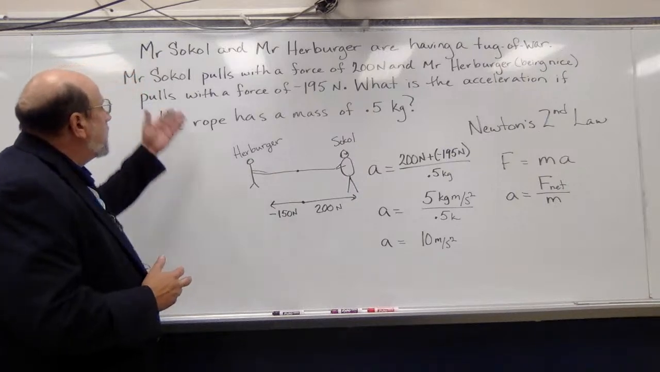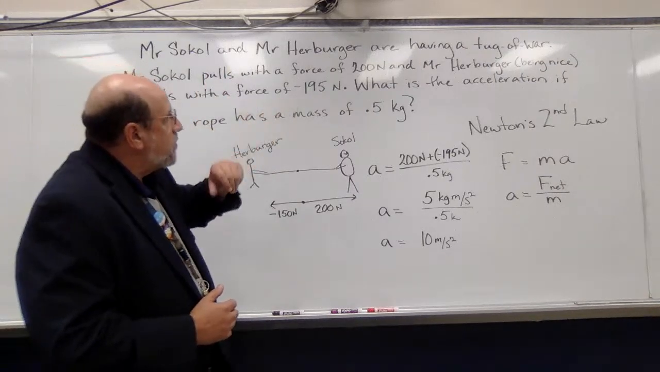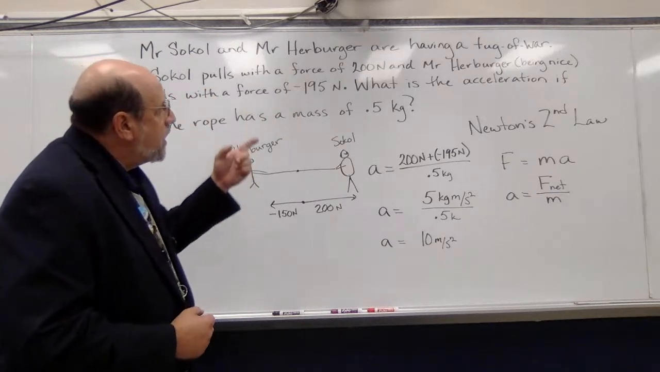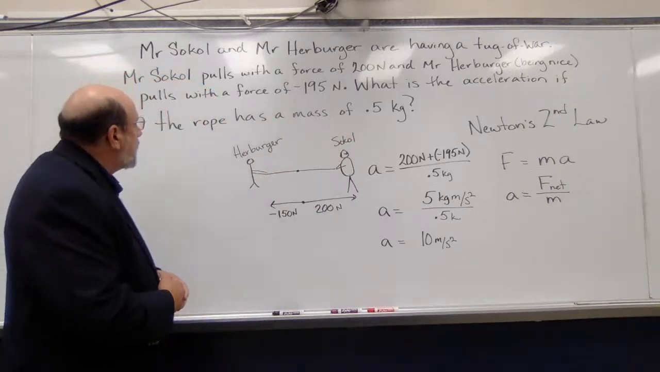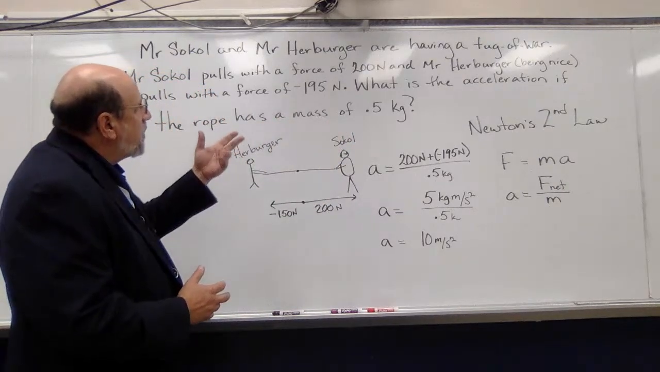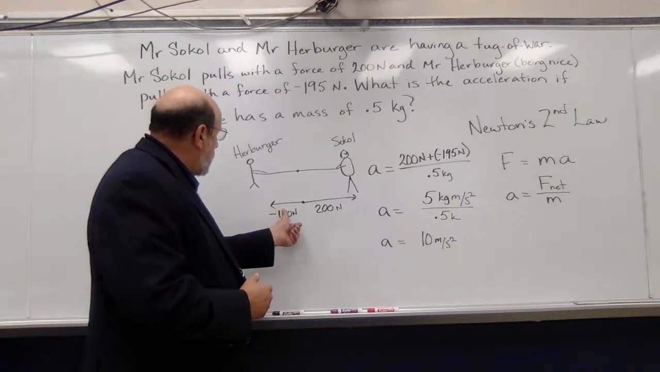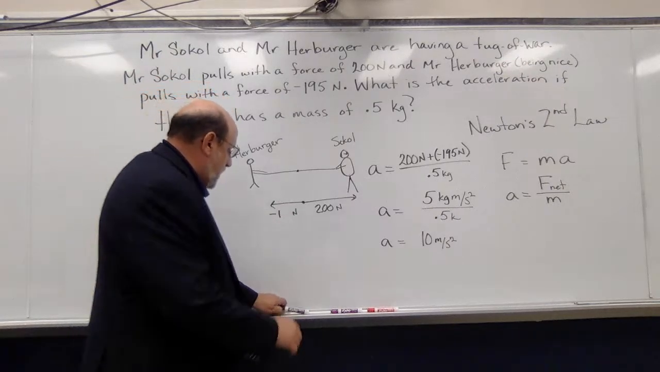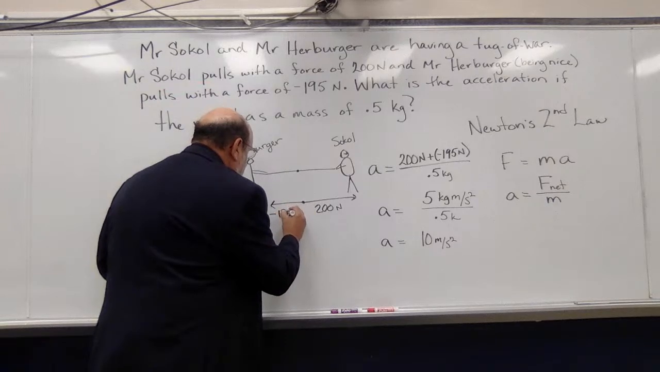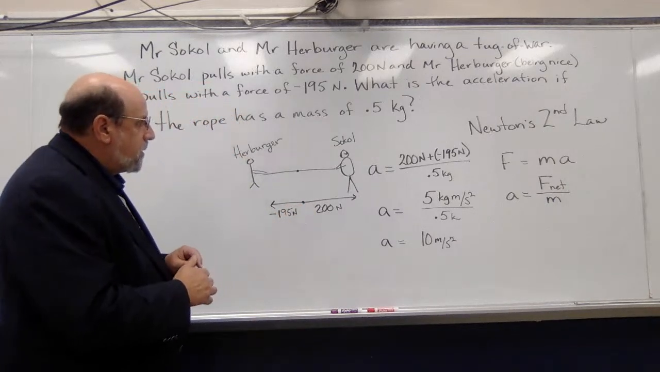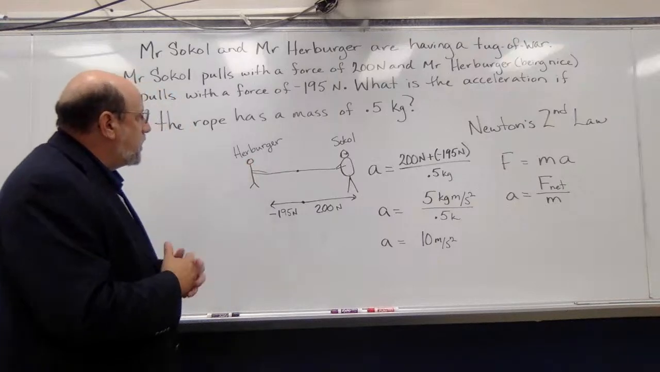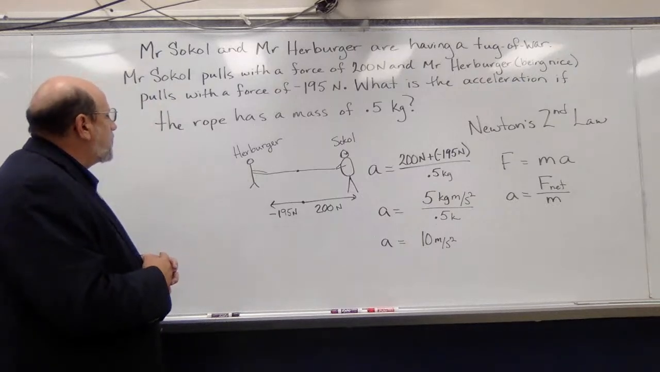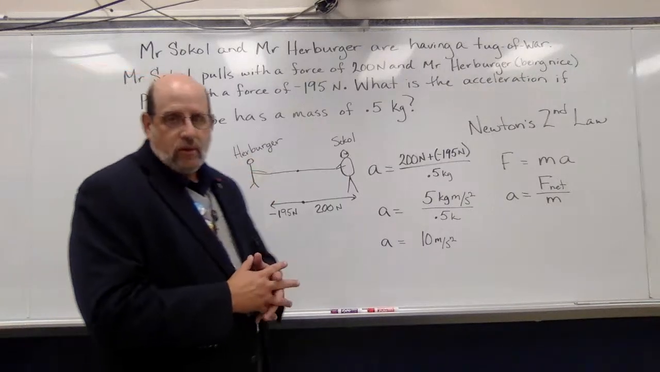Here's our problem. Mr. Sokol and Mr. Herburger are having a tug of war. Mr. Sokol pulls with a force of 200 newtons. He's really trying hard. And Mr. Herburger, the nice guy that he is, pulls with a force of 95 newtons, because he wants Mr. Sokol to win, because it's for a physics class. What is the acceleration if the rope has a mass of half a kilogram?